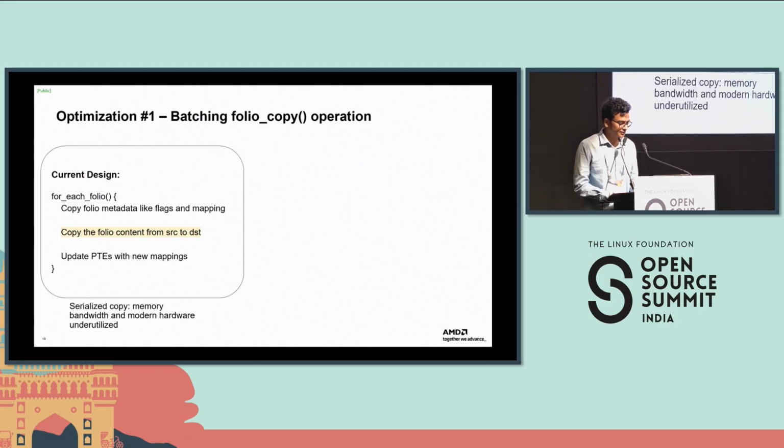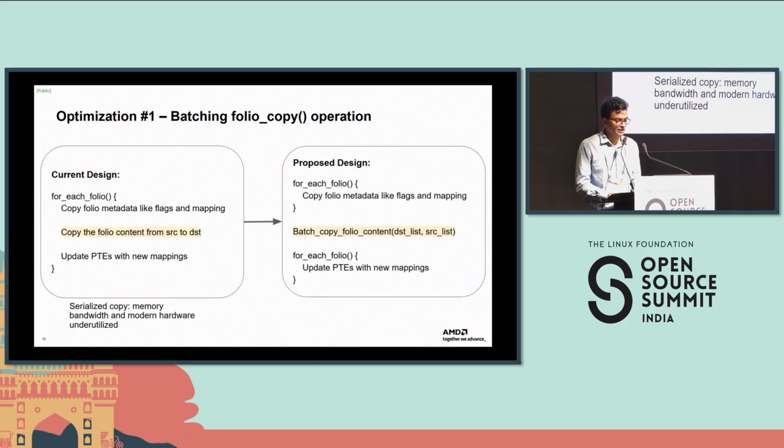This is the main reason why memory bandwidth is underutilized and we can't take any benefit of modern hardware. So in our proposed design, we decouple the folio copy operation into a separate part. We first copy all the folio metadata, flags and mappings in batch. Then we copy the folio content in batch, and then do the rest, like updating the page table entry with the new mappings. This batched copy makes it easier for parallelization and hardware offloading.